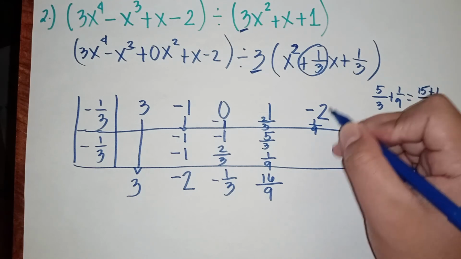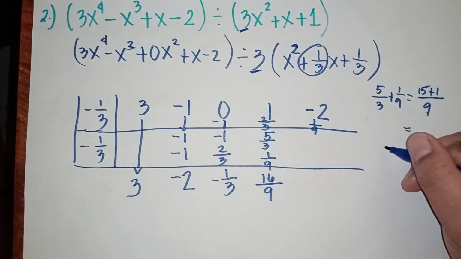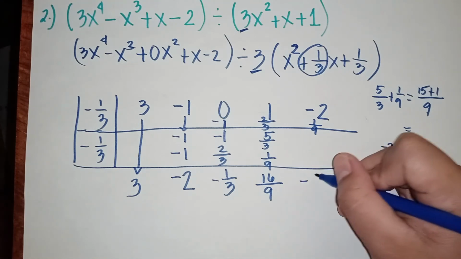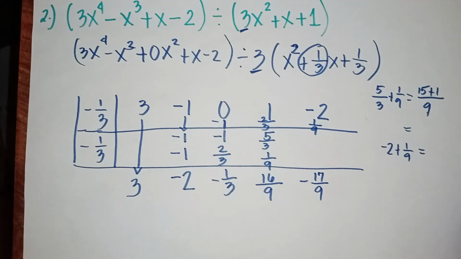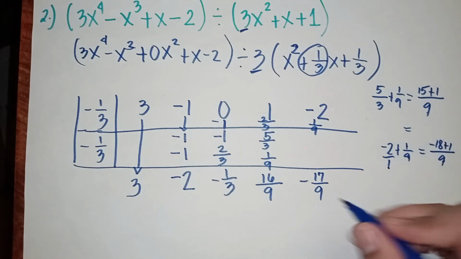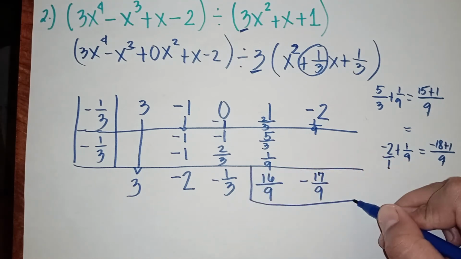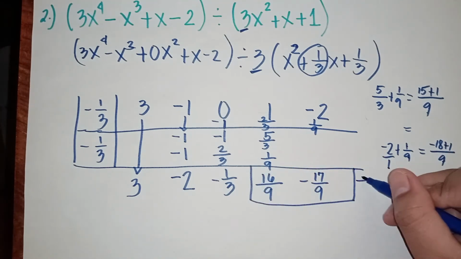Okay? So, this is equal to, so, yung negative 2 plus 1/9. So, that is equal to negative 18, negative 17 over 9. So, this is 9. So, this is 1. 9 divided by 1 is 9 times 2 is negative 18. 9 divided by 9 is 1 times 1 is 1. So, that is equal to negative 17 over 9. So, yung last two entries natin mga boss, yan yung ating remainder.